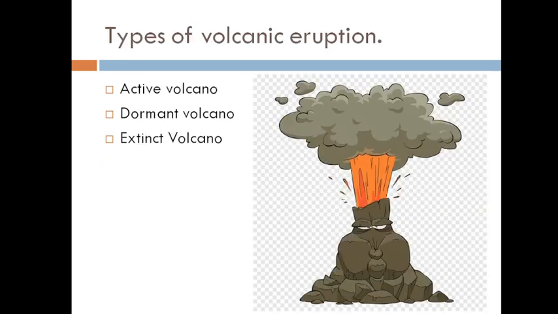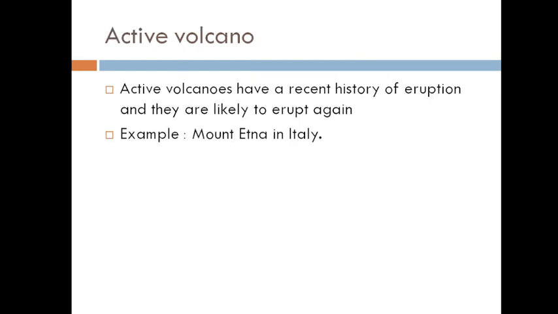Now let's see the types of volcanic eruption. That is active volcano, dormant volcano and extinct volcano. Now let's see what is an active volcano. Active volcanoes have a recent history of eruption and they are likely to erupt again. Meaning they have recently erupted and there is much of a possibility of it erupting again. An example is Mount Etna in Italy. These mountains have the lava, the magma present in them, so they can erupt at any time.